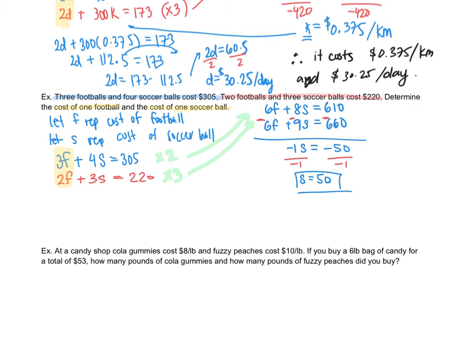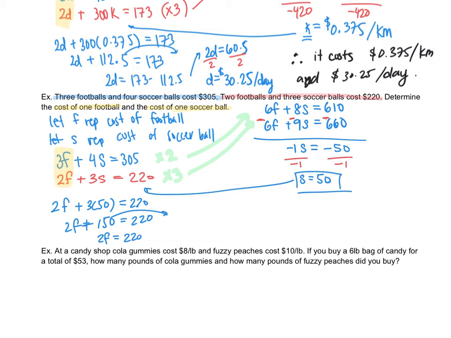Now once you have this, hopefully you got that. If you didn't, check to see where you went wrong and make a note of it. I'm going to go into that second equation. So 2f plus 3 times 50 is 220. Simplify that multiplication. So that's 150. This part's very repetitive. Bring the 150 over, and it's with subtraction.